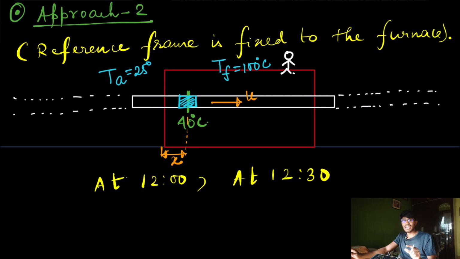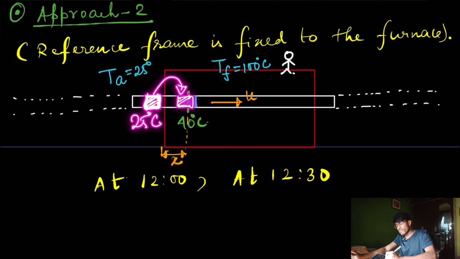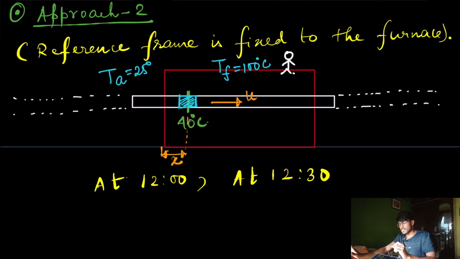I am repeating this for the last time because it is very important. If my coordinate system is fixed on the rod, then I am this portion. At 12 o'clock this portion is here, having 25 degrees Celsius. Then it moves to this position at 12:15 and the temperature has risen to 40 degrees Celsius. Then at 12:30 it is at this position and the temperature is 60 degrees Celsius.